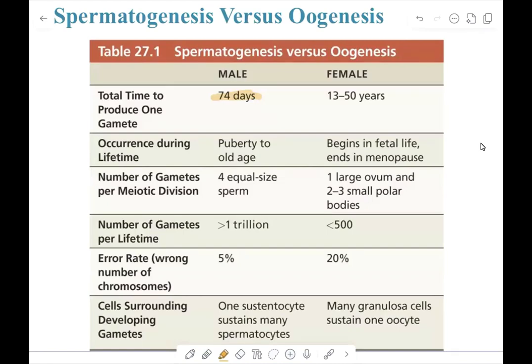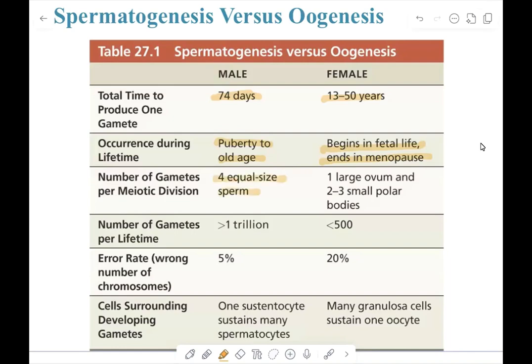The female is between ages 13 and menopause, or puberty and menopause. So it begins in fetal life with the primordial follicle, but ends in menopause. The occurrence in males is puberty to old age. The number of gametes is similar, but it's only in males where they're actually functional.